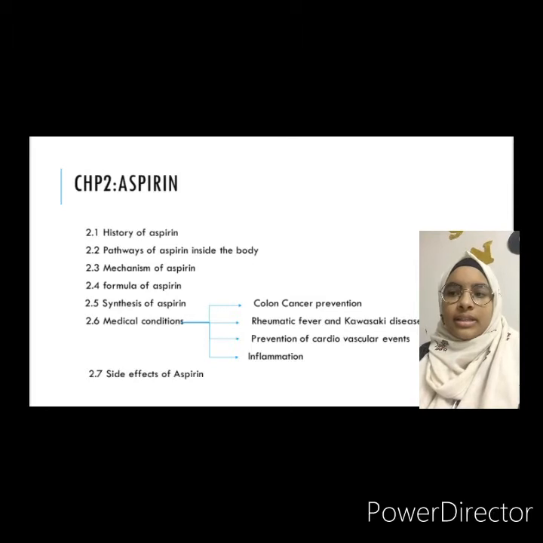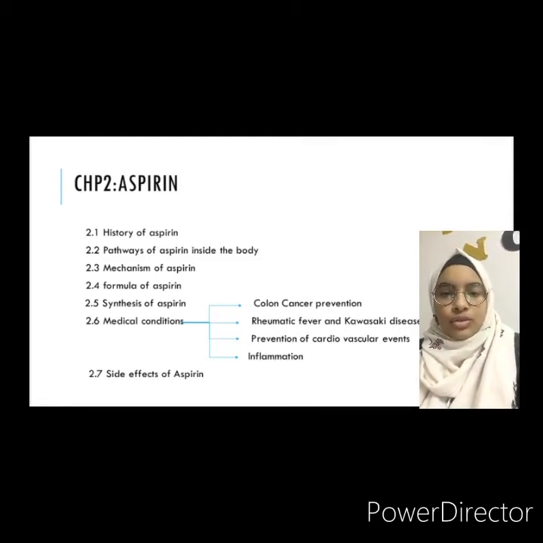The first NSAIDs medication I'm going to explain is aspirin. We will discuss the history of its existence, the pathways and pharmacokinetics of aspirin inside the body, the mechanism of aspirin in the body. We will also discuss the chemical structure of aspirin, how to synthesize aspirin, what medical conditions require the usage of aspirin, and lastly, its side effects on consuming overdoses.